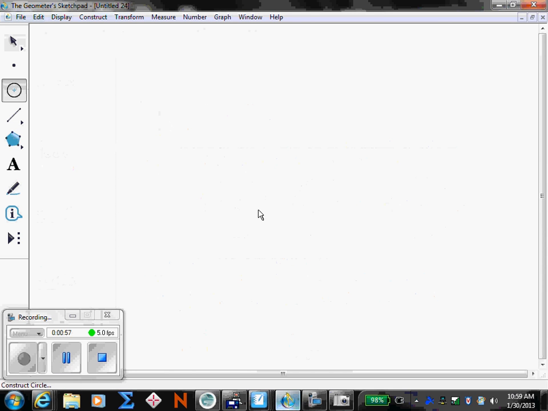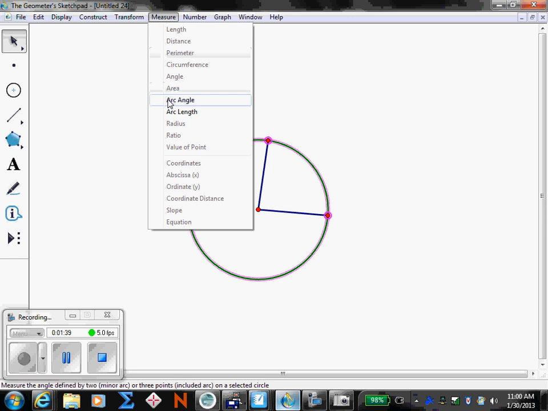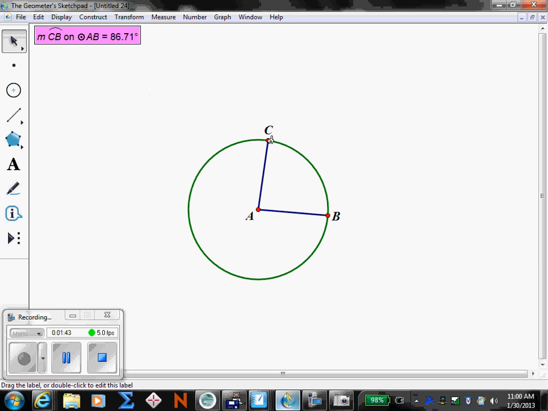So let's start with a circle and let's make a central angle. Okay, so there is a central angle. We already know how to find the measure of the angle. We could either measure the central angle and know that this arc is equal to that length, or we can highlight the two endpoints in the circle and say measure arc angle. So that's the degree of the arc.